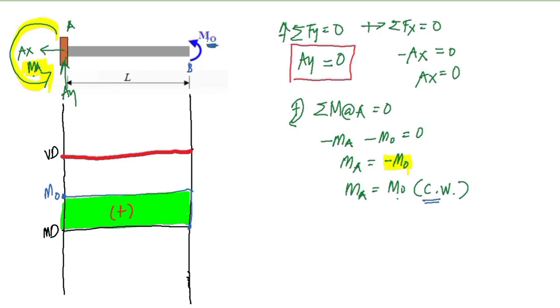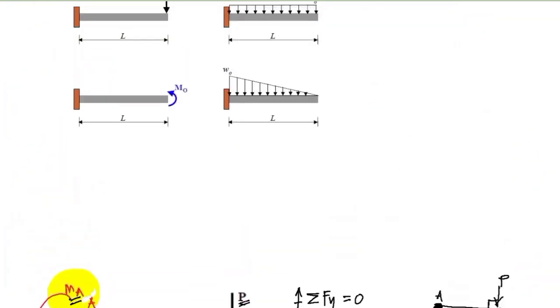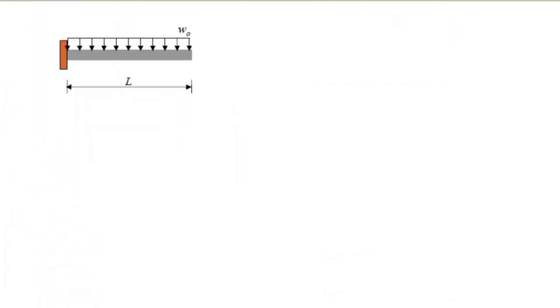Now, pupunta tayo ng pangatlong figure. Ayan. So we have here a cantilever beam with a load W sub O and uniformly distributed siya all throughout the span. So, first, establish muna natin yung ating reaction since cantilever na siya, tapos fixed yung connection dito. So, we have three reactions here. We have AY, we have AX, and of course, we have the moment at point A.